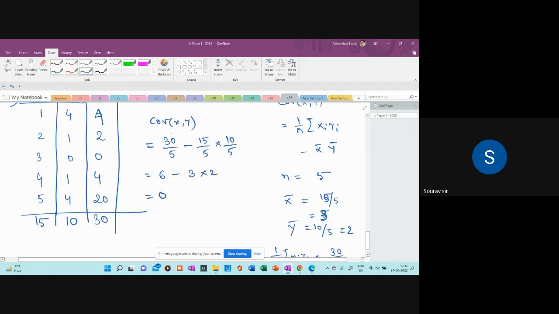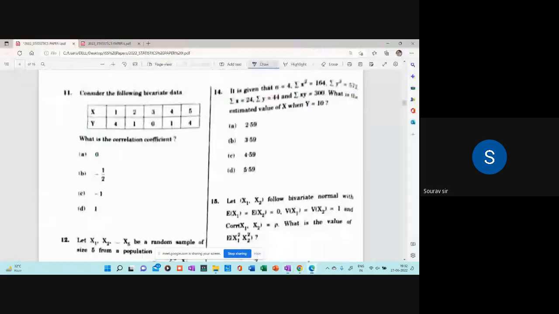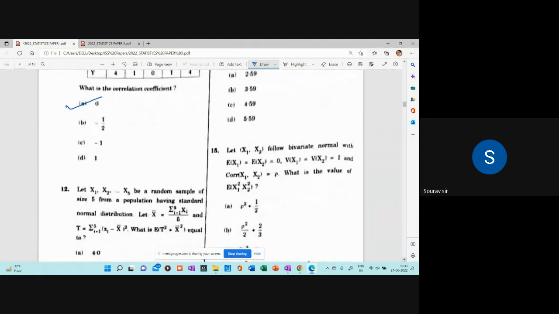If the covariance is 0, obviously the correlation coefficient will turn out to be 0. That's why I first obtained the covariance, because we don't need to put our time and computational labor into finding the variance. First we need to check the covariance, because if it is coming to be 0, then obviously the correlation coefficient will be 0. Okay, this was a very easy sum. So let us move on to something else.